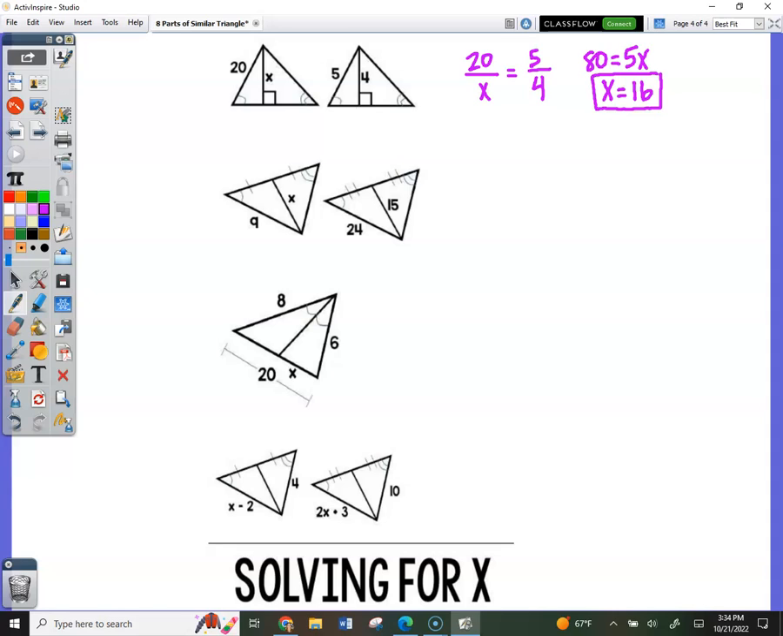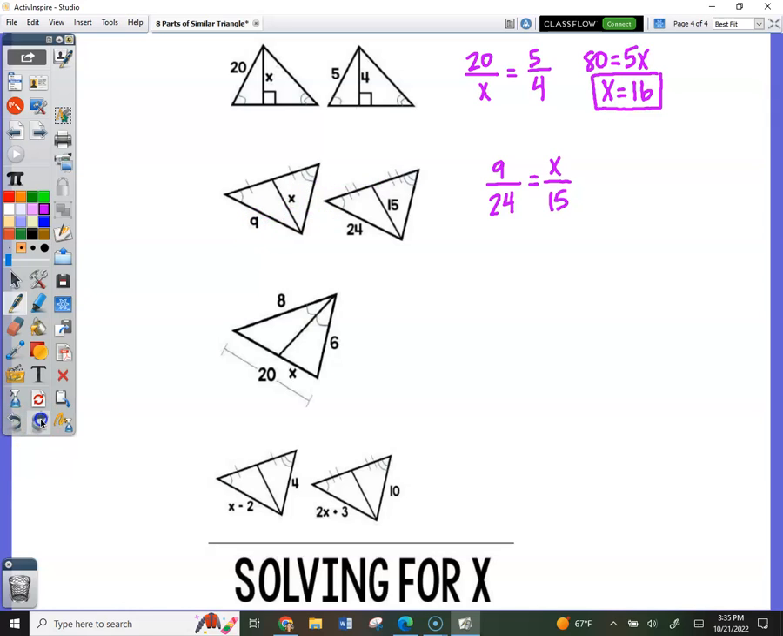On the next one, if you look at it, so these are medians, and when a median is drawn in the two triangles like this, with these angles that are congruent, we've got similar triangles. There's multiple ways to set it up. All of them would work as long as you're consistent. Since they're turned the same way, you could say 9 compares to 24 as x compares to 15. That works.